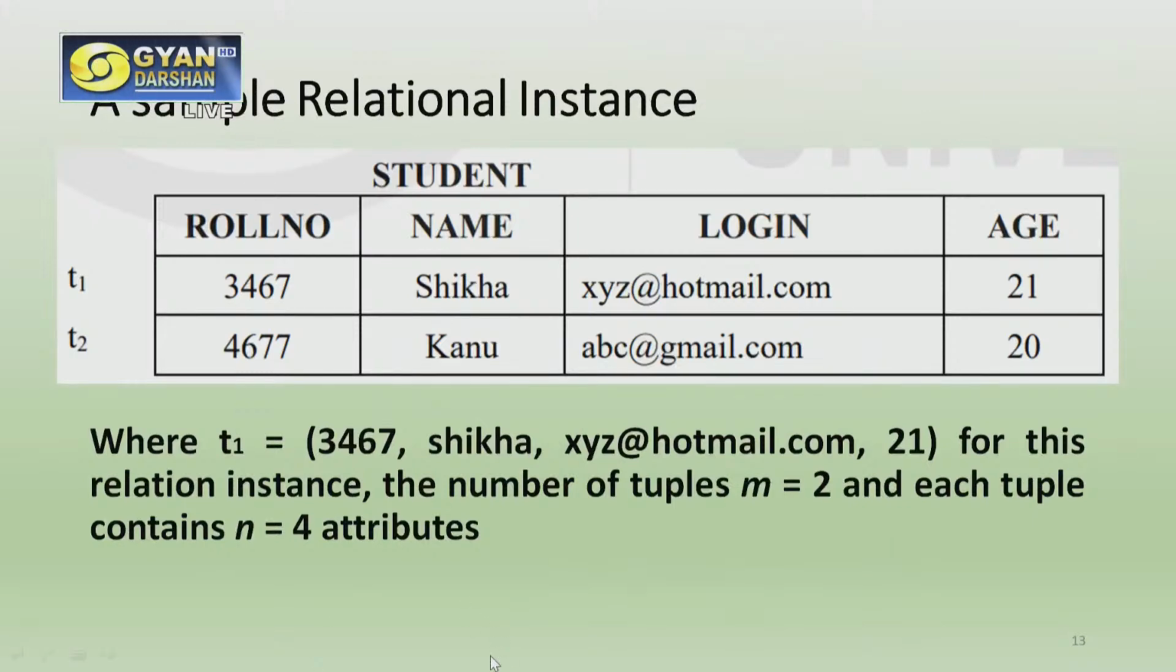Well, another sample which is there, this I have already explained. Tuple 1 consists of these values for the relation instance, and tuple 2 consists of the second set of values. This is T2, you can refer to it in this particular diagram. There are two tuples only, so the value of m is 2, and each tuple contains 4 attributes. This is what is explained further.